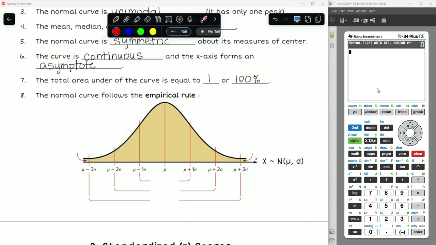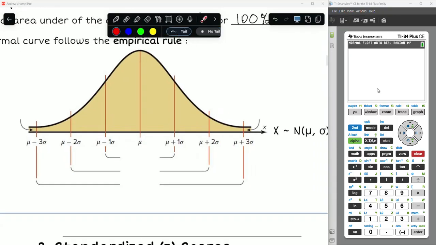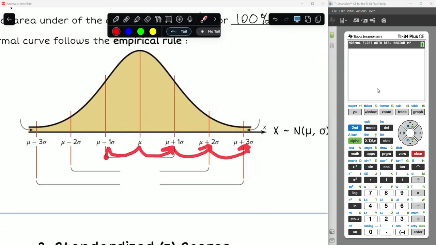The last thing we need to know about the normal curve is that the distribution of data within a normal distribution follows something called the empirical rule. And if we look more closely at this picture, you'll notice that the axis is labeled with the mean in the center. And then as we go outward from the center, we're adding and subtracting 1 standard deviation in each direction. So from each red mark, it's plus 1 standard deviation, plus another standard deviation, plus another standard deviation. Going the other direction, we're subtracting 1. Subtracting 1, subtracting 1.